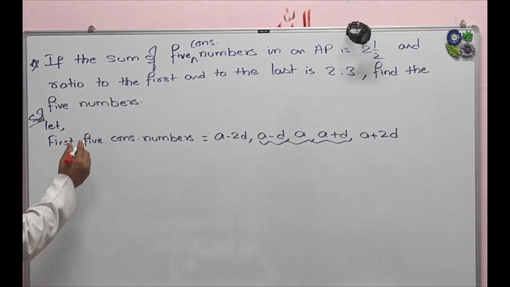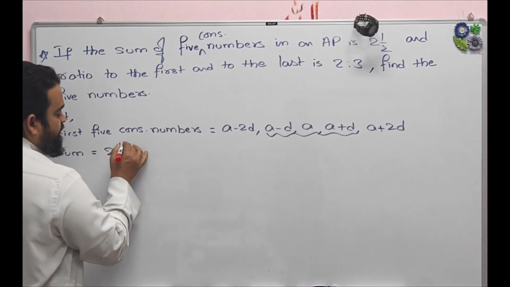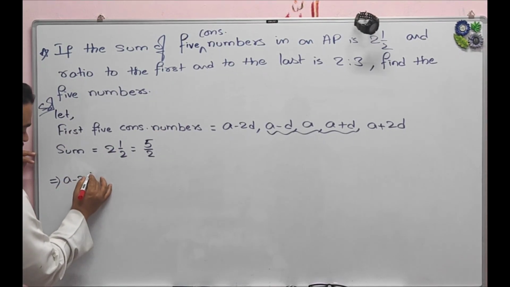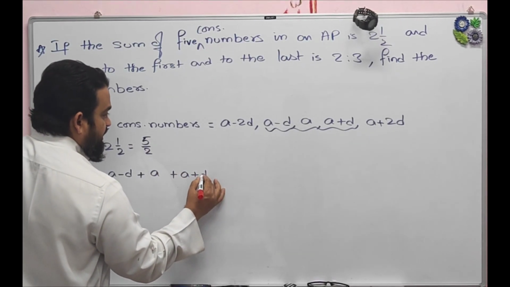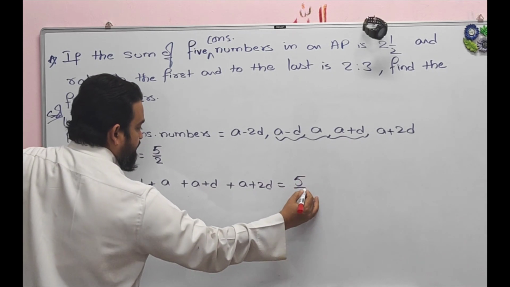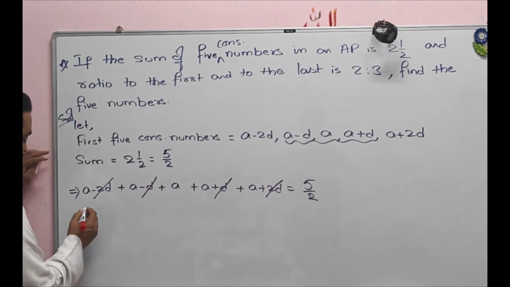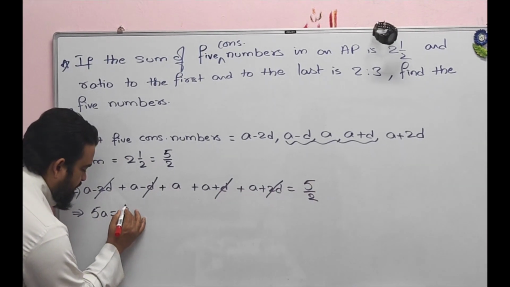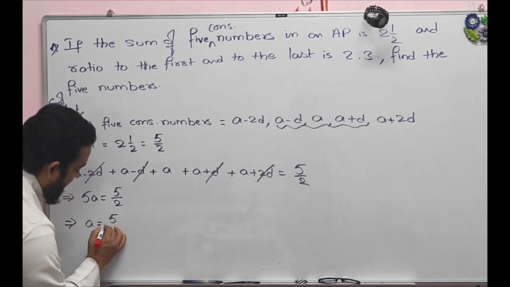So now first 5 consecutive numbers are a minus 2d, a minus d, a, a plus d, a plus 2d. So what is given? Sum is equal to 2.5. 2.5 means 2 2s are 4, 4 plus 1, 5 by 2. So that implies, let us add a minus 2d plus a minus d plus a plus d plus a plus 2d equals 5 by 2. So when we add, minus 2d plus 2d gets cancelled, minus d plus d gets cancelled. So what do you have? 5a. 5a is equal to 5 by 2.